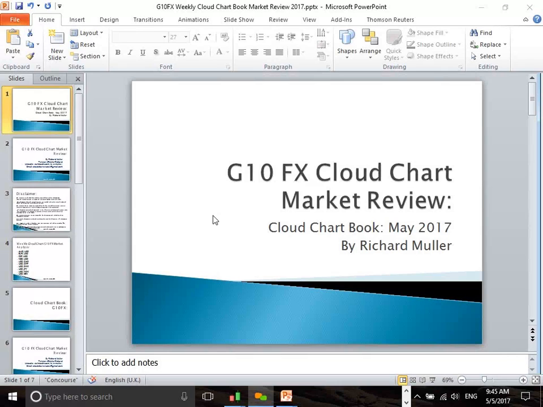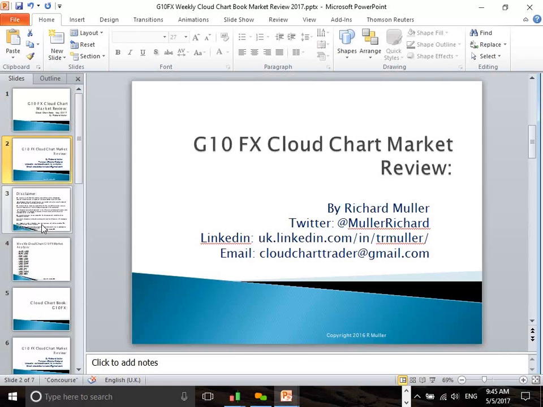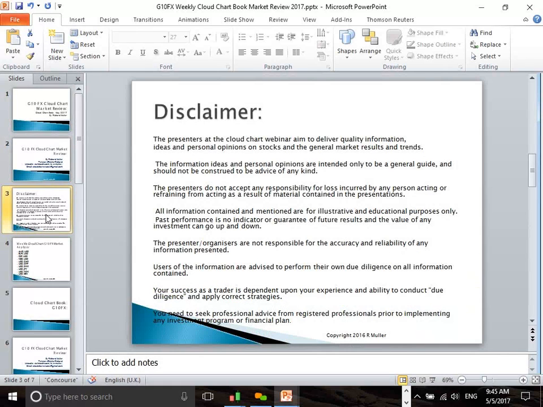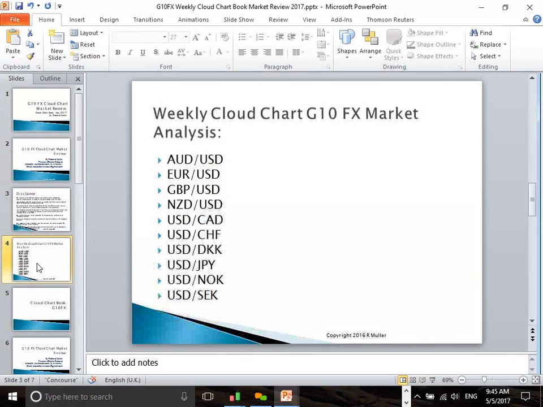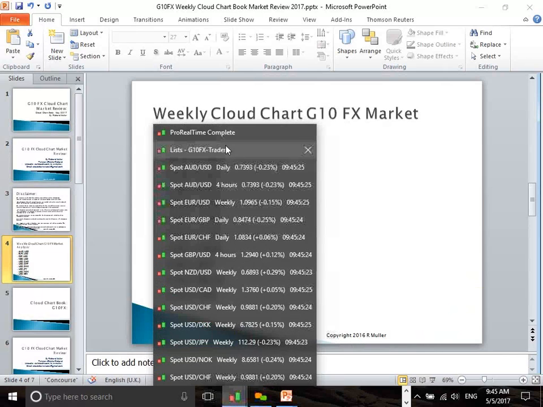And today I'd like to do the G10 FX Cloud Chart Market Review. We'll be looking at the G10 currency pairs. There's the list, and just looking at it from an Ichimoku Cloud Chart perspective. Okay. Right, jumping straight into the ProRealTime platform.